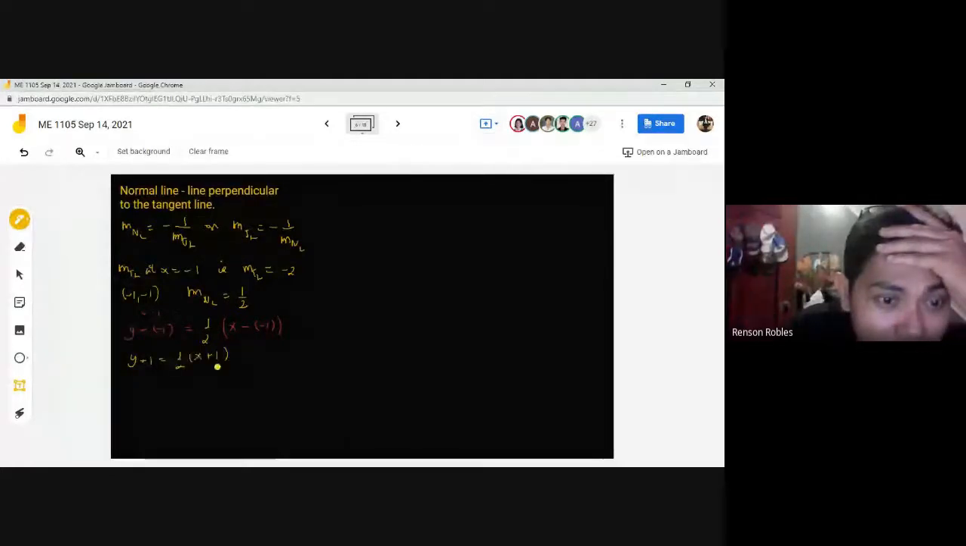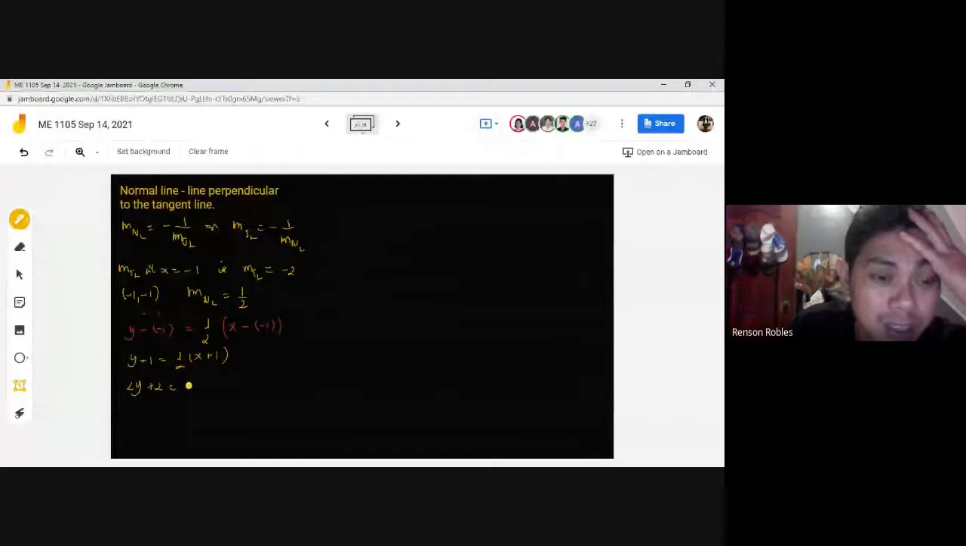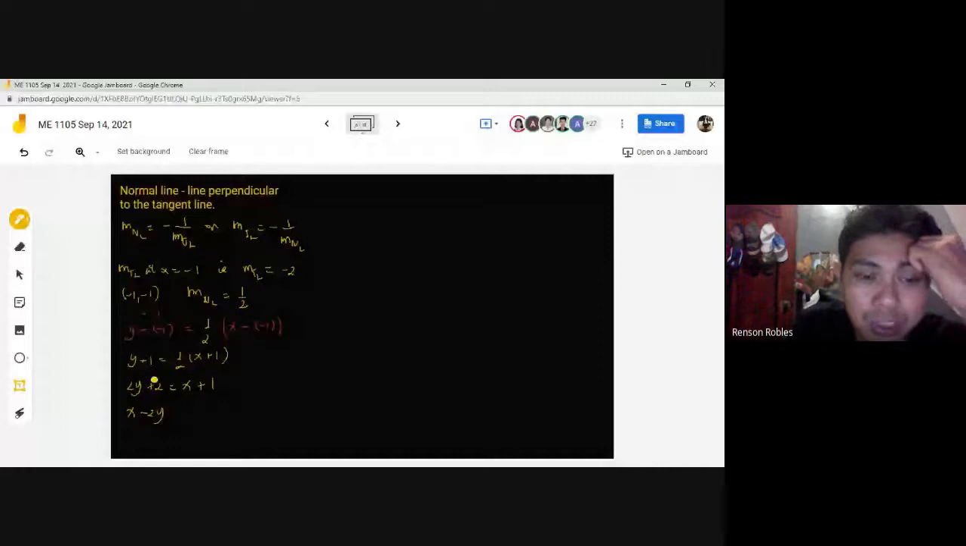And then you just cross multiply. 2 times y is 2y. 2 times 1 is 2. And then 1, each term inside. So that will become x plus 1. And then ito naman yung itatapon natin sa kanan. So you have x minus 2y. Then plus 2 thrown on the right side will become -1. Plus 1 will become -1 is 0. And this is the equation of the normal line.